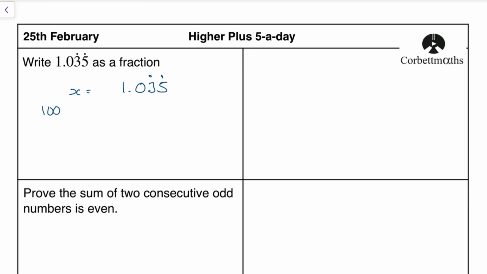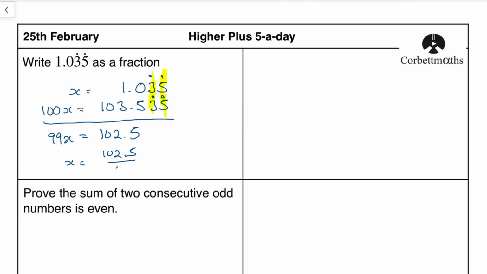Now I'm going to just jump straight in and multiply by 100, which is going to give me 103.535. Well, how did I know how to do that? Because there's two numbers in my recurring part, and I need to move it along such that the place value of my new number is directly below the old number. So you can see here that these numbers will cancel out, which then means when I take these numbers away, I'm going to get 99x, 100x minus x, equals 102.5.